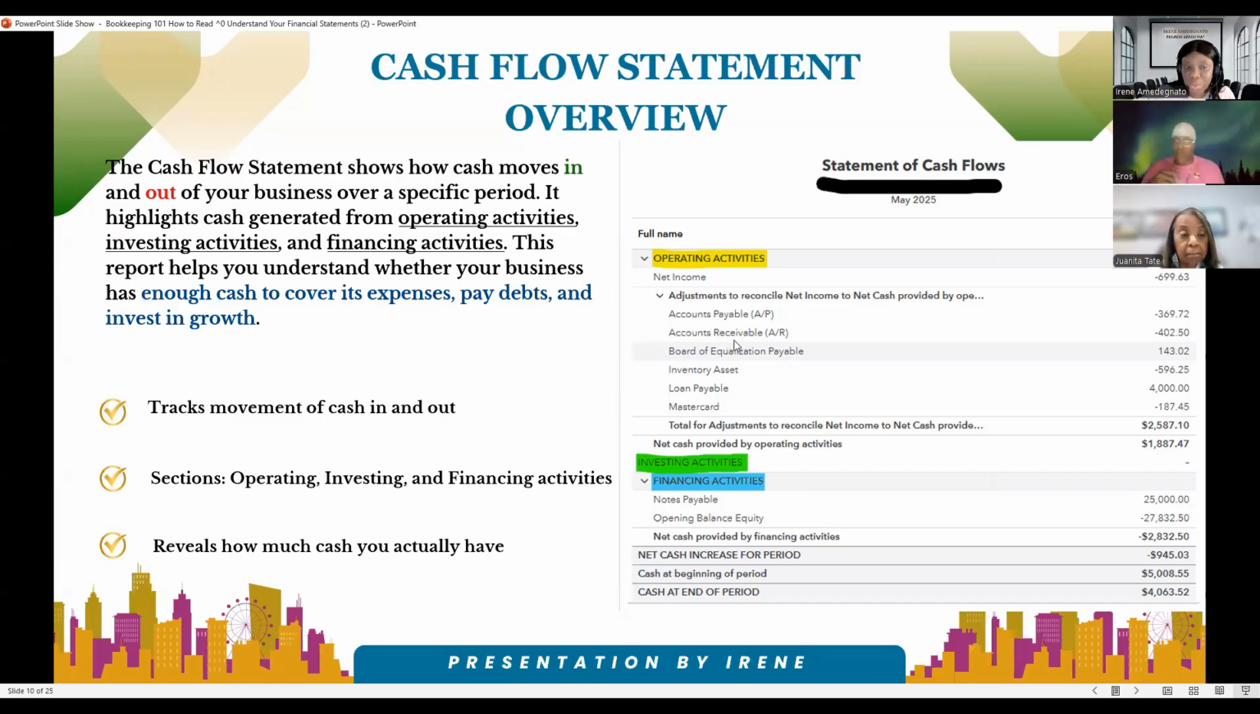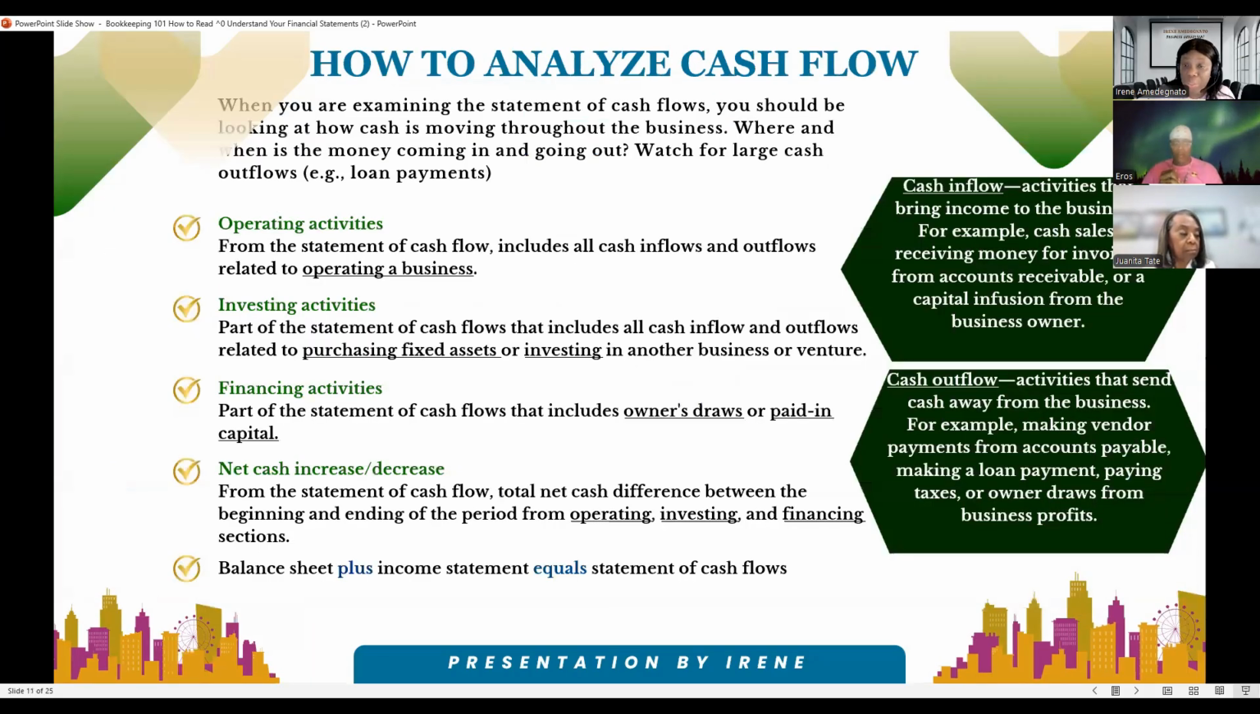This cash flow statement will also tell you if you still have available cash to cover some of the expenses. Maybe you are growing, and this is the first time you would like to buy a car for the business. Check this statement to see if you still have enough cash to pay for this car. It will also help you invest in growth. You have many other examples. So this is the right statement to generate for cash flow. And now, how can you analyze or read this cash flow statement?